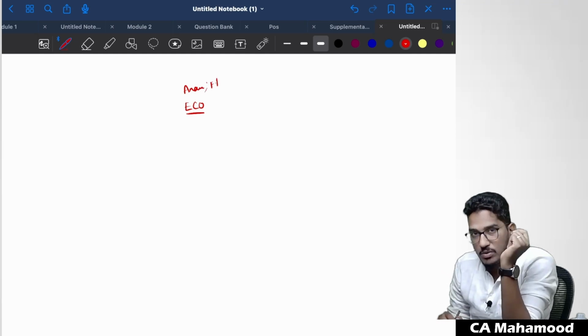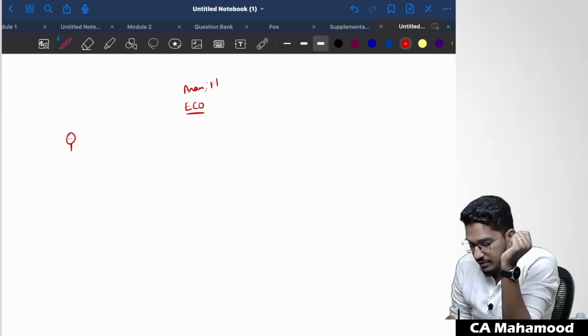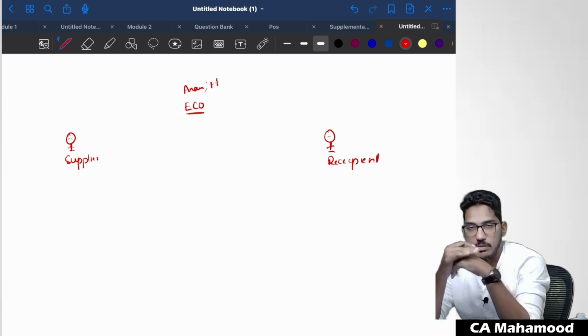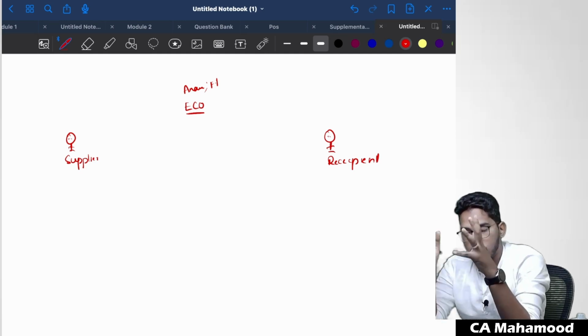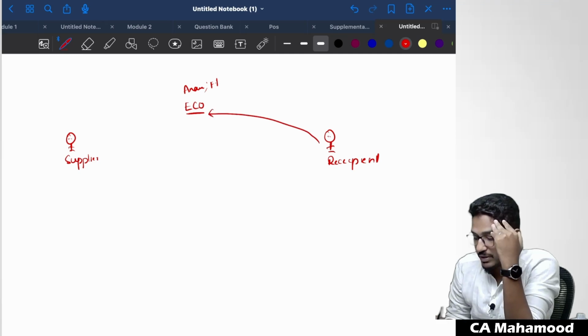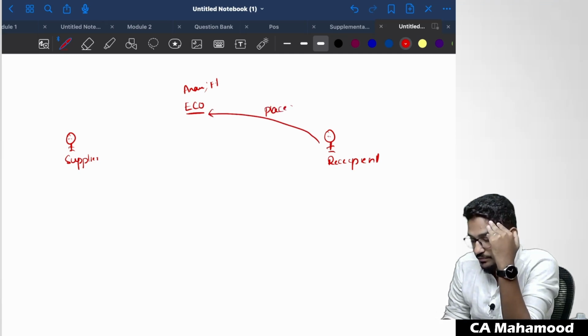So generally, how will an e-commerce transaction happen? There will be a supplier. For example, you want to purchase a mobile phone. So you are a customer. You have installed Amazon. You are a recipient. Ultimately, you are the customer. So you are scrolling in the Amazon. You want to buy a mobile phone. So you wanted to buy a brand new iPhone. So you placed an order in the e-commerce platform. In the Amazon, you placed an order.